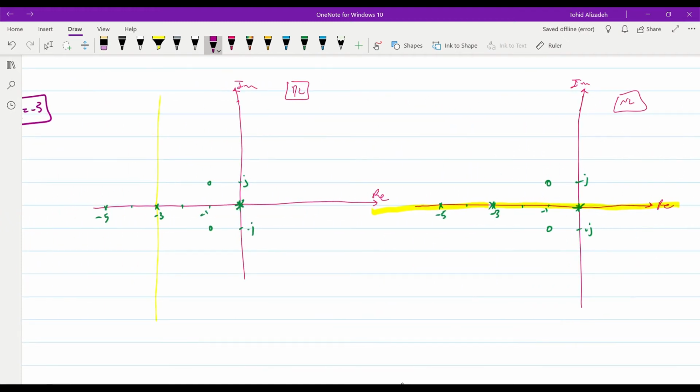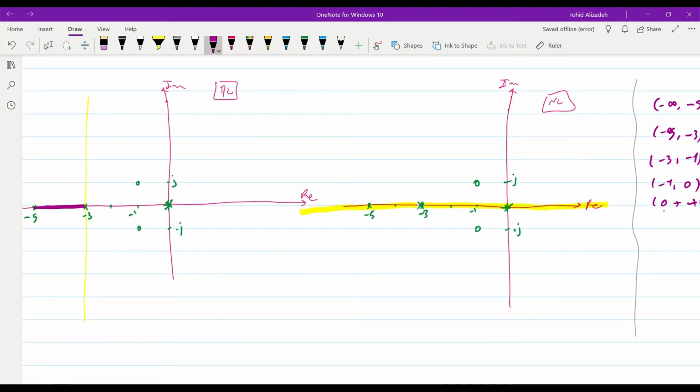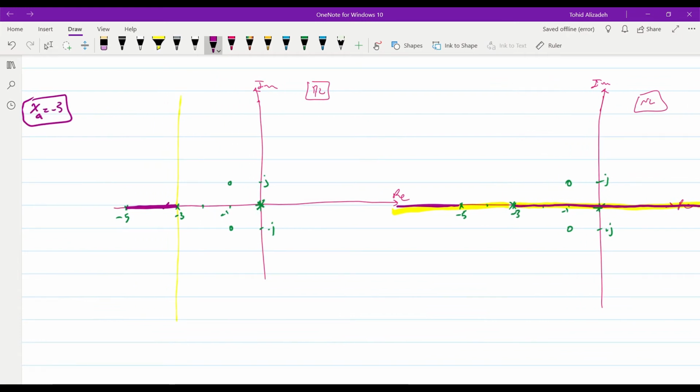So if I come back here, this part will belong to the positive locus on the real axis, and for the negative locus, these segments of the real axis will belong to it. We know that the branches will originate from the open loop poles of the system. So we'll have one branch originating from the pole at -3, another one originating from the pole at -5. They will move towards each other. At some point, they will meet and then depart the real axis, and they will go towards infinity using the asymptotes that we have.